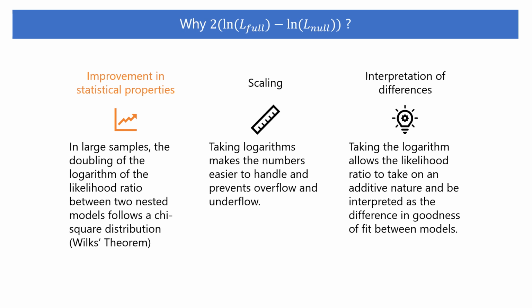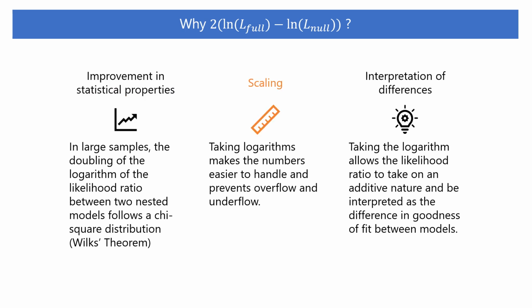First, it improves statistical properties. According to Wilks' theorem, in large samples, the doubling of the logarithm of the likelihood ratio between two nested models follows a chi-square distribution. This makes the statistical properties of the likelihood ratio test mathematically tractable and facilitates interpretation of the results. A nested model is one in which one model contains a complete set of parameters contained in the other model and has additional parameters.